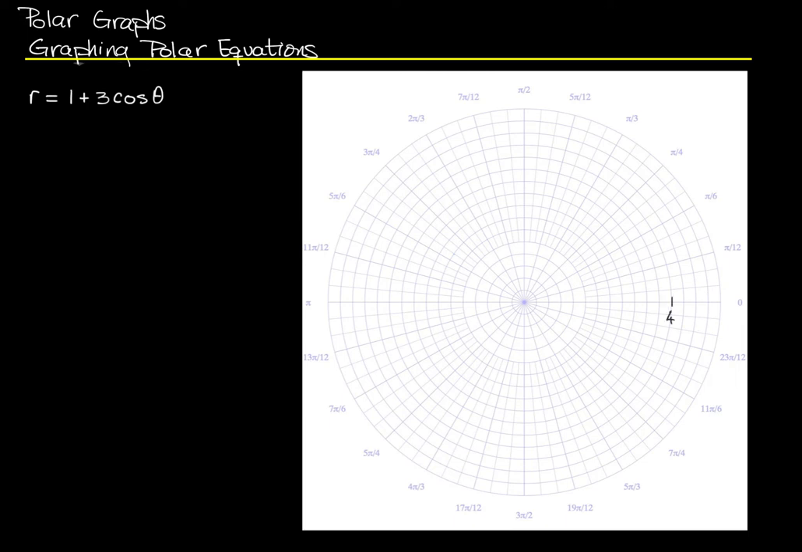If that's 4, and there are 12 units, 12 marks between there and 4, then every third mark is 1. So I have 1, 2, 3, that's 1. 1, 2, 3, that's 2. 3, there's 3. And then 5 would be out here. I don't think I'm going to need to go as far as 5, but at least we have a scale now. Okay, the next step is to make a table of values.